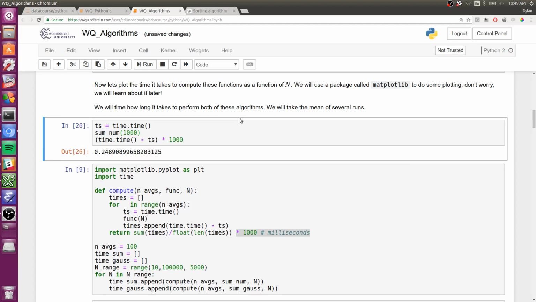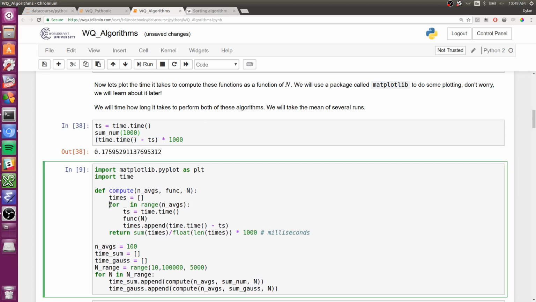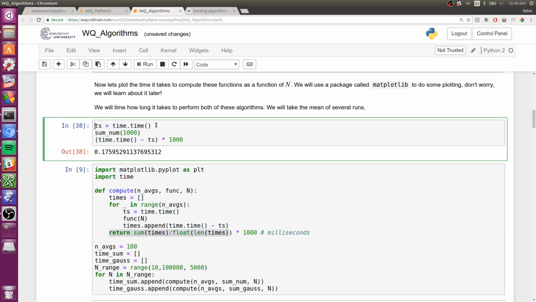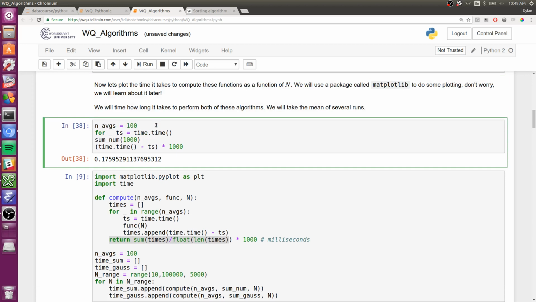And we can see each time we do it, it takes a different amount of time. Sometimes it's half a millisecond, sometimes it's a third of a millisecond, sometimes it's a sixth of a millisecond. So we do this quite a few times, n averages times, and then we simply take that average. So all we're doing here is n averages equals, say, 100, for blah in range n averages.